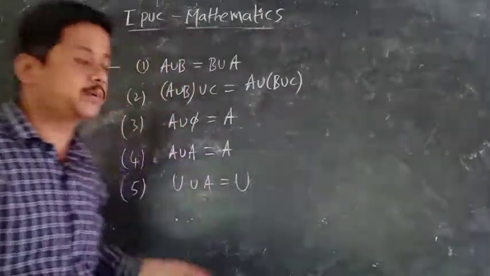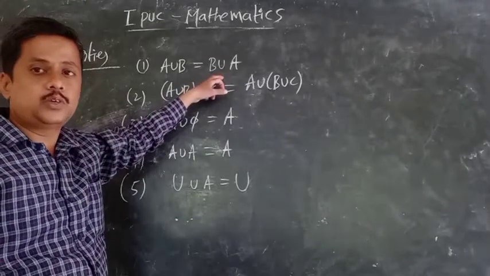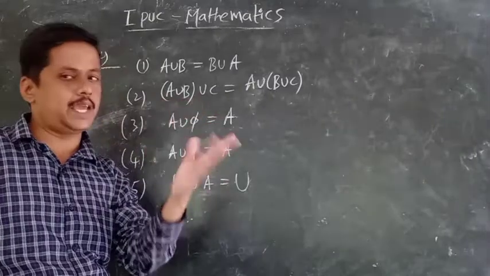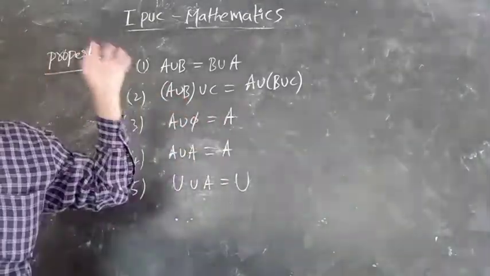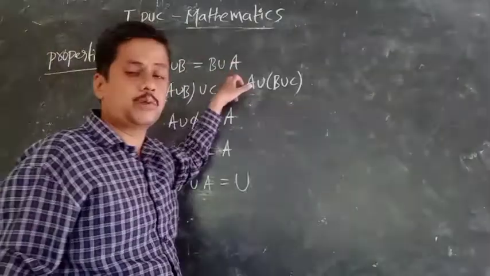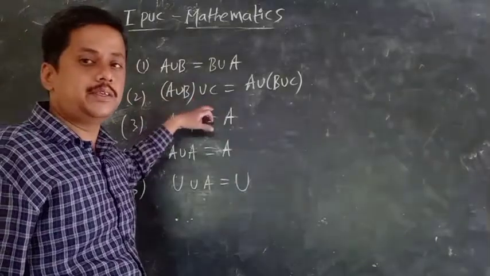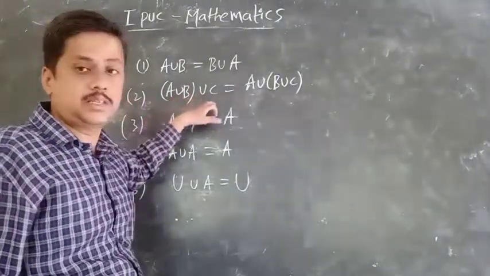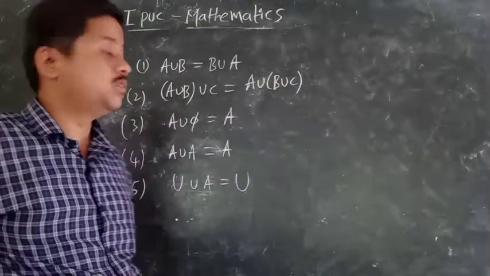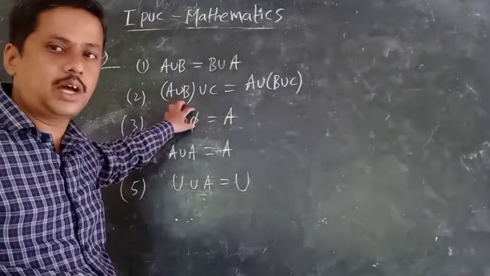What are the properties? A union B is equal to B union A. If you change the order of A union B to B union A, it will be the same. So this is the commutative property. Okay, for 3 sets A, B, C: A union B union C is equal to A union B union C, grouped in either way. This is the associative property.